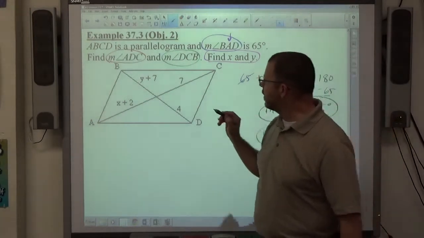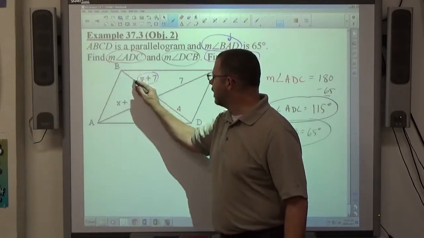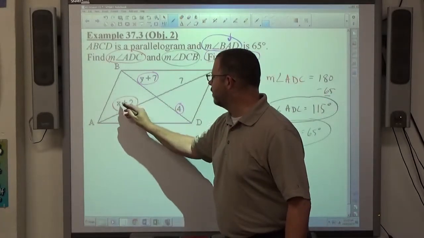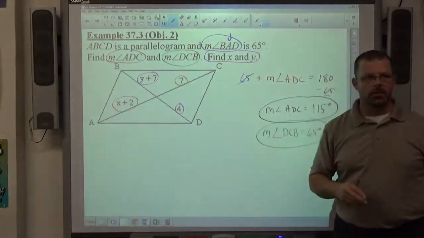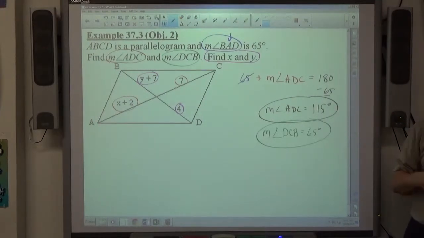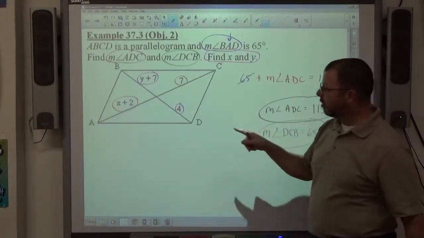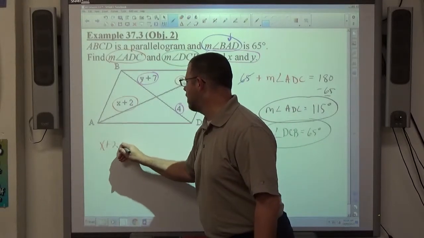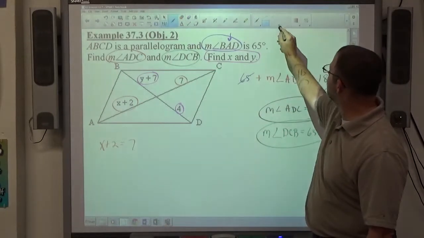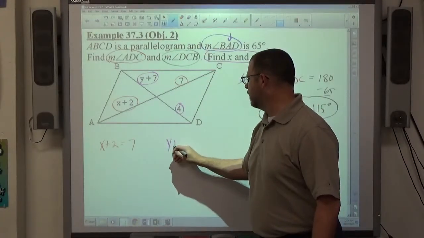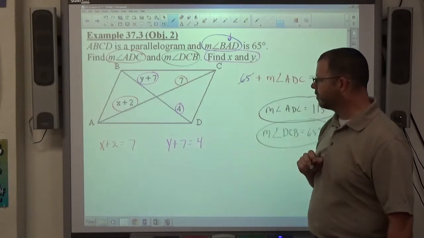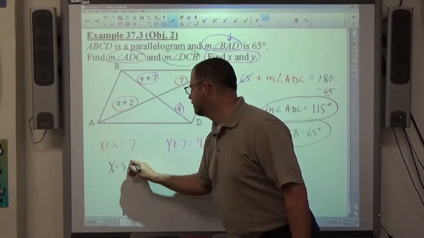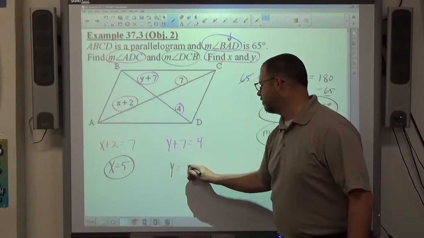The diagonal properties say that y plus 7, this piece, should equal 4. And x plus 2, this piece, should equal 7. The 2 pieces of the diagonals are exactly cut in half. So from here to here is equivalent to from here to here. So x plus 2 equals 7 is a true fact based on the fact that this is a parallelogram. And y plus 7 equals 4 is also a true fact based on the fact it's a parallelogram. And each of these equations can be solved individually. So this one's going to give me x equals 5. This one's going to give me y equals -3.